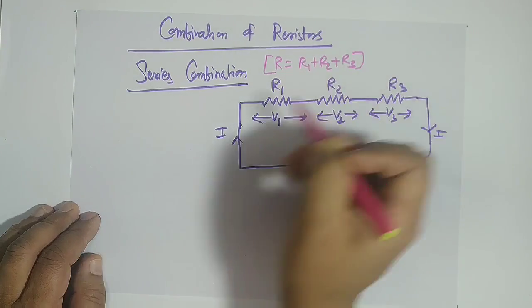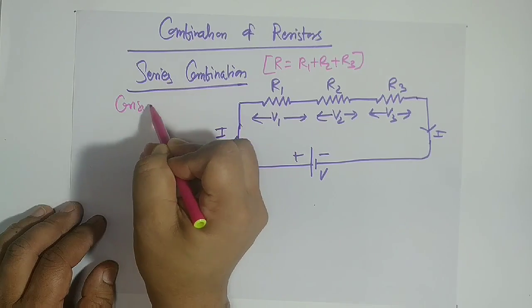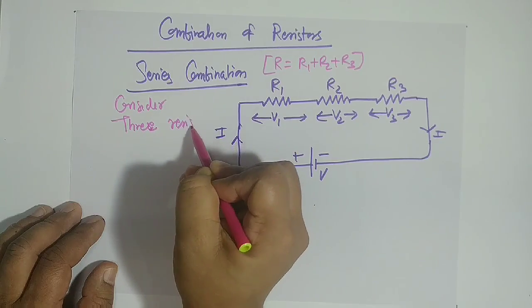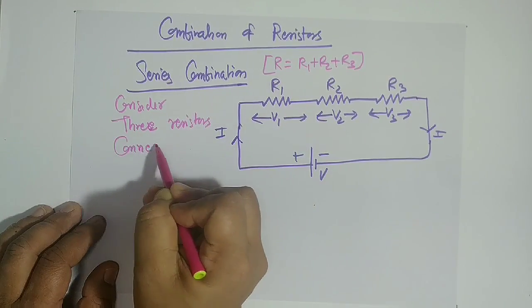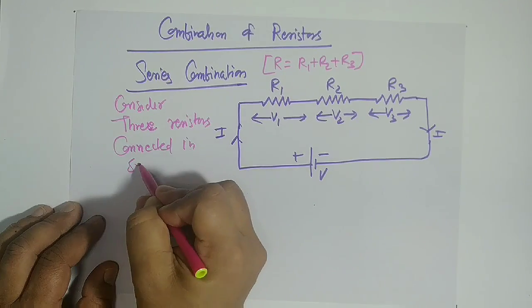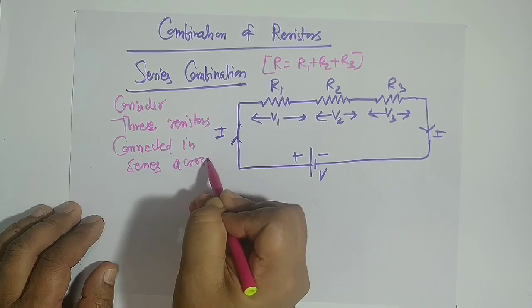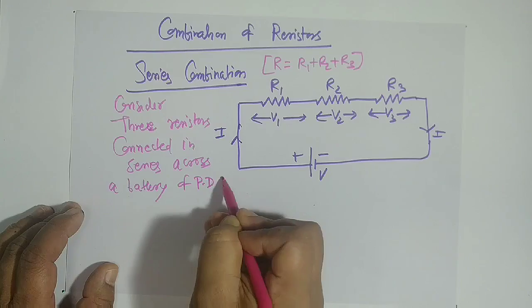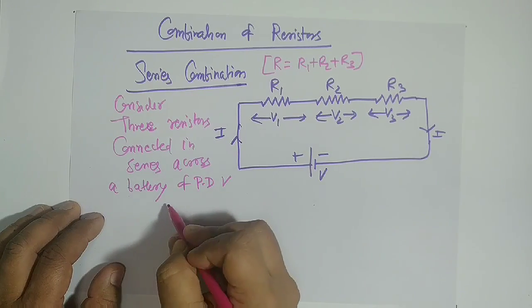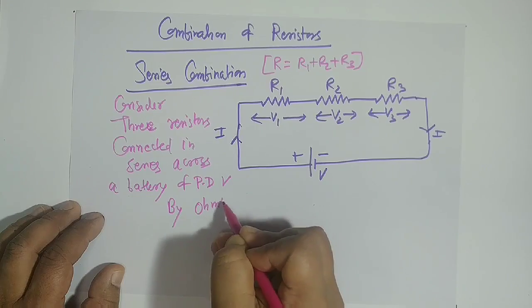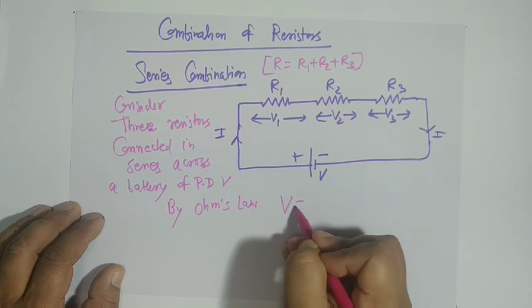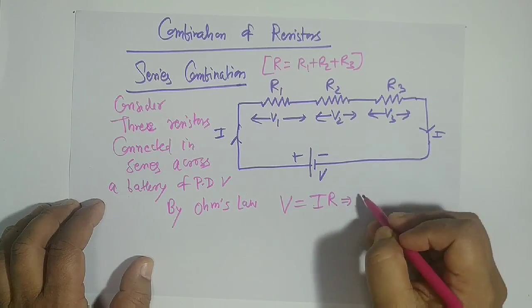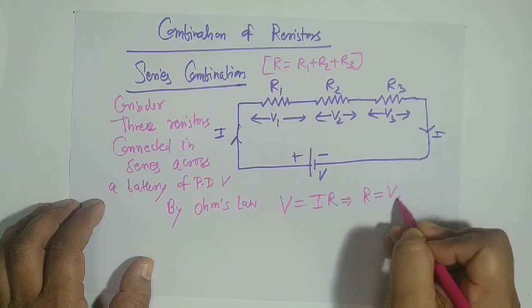So what we write: consider three resistors connected in series across a battery of potential difference V. Very simple. By Ohm's law, I think all of you know, V is IR. That means here R can be V by I.